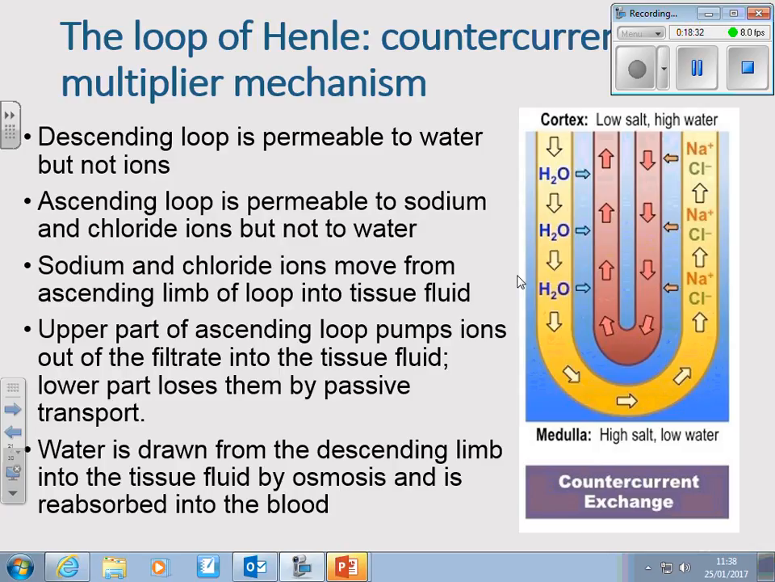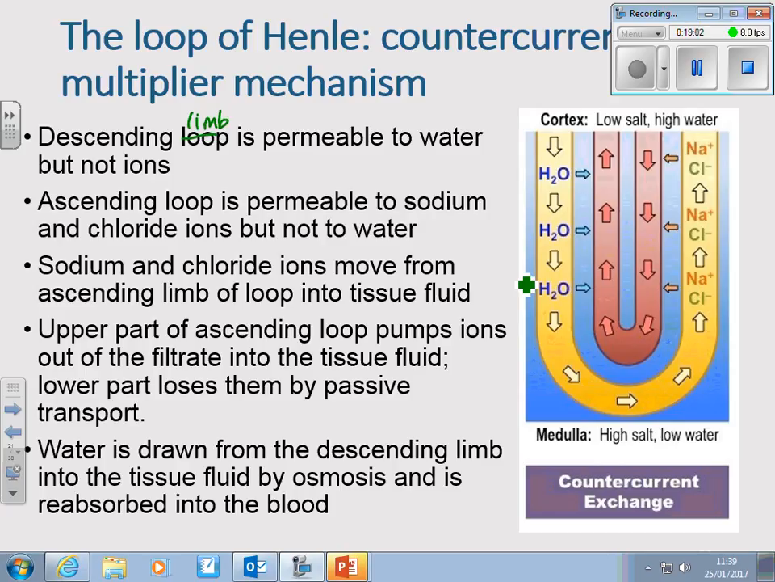But the way this works in the kidney is that we've got this loop with its descending limb and its ascending limb. The descending loop then, I should have put descending limb on there. I think that needs editing. It should say descending limb. Same with this one. Descending limb of the loop is permeable to water, but it's not permeable to ions.